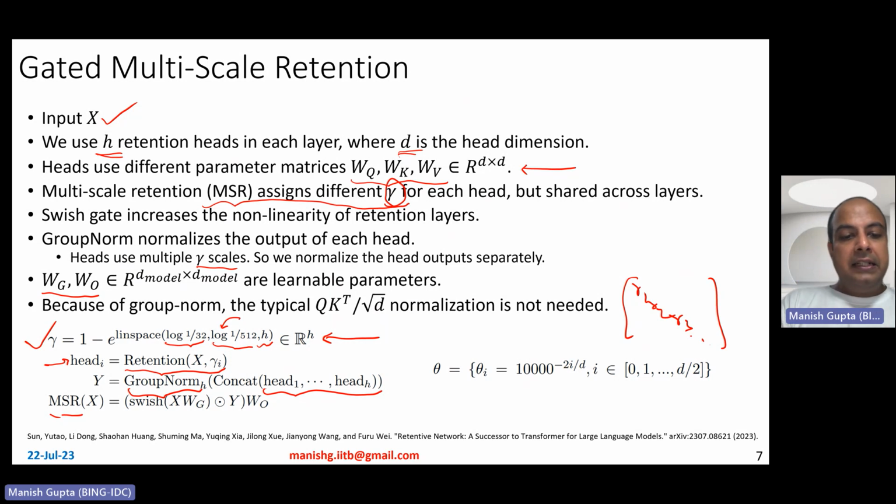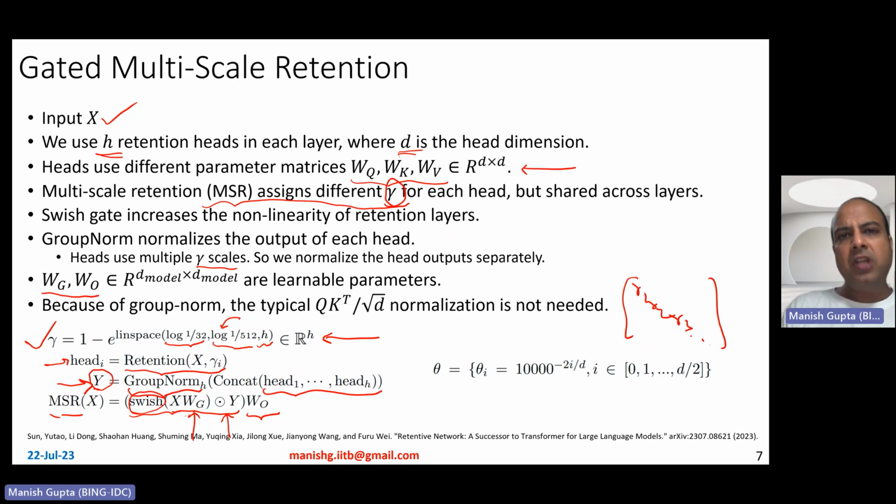Okay. After you're done with that, here what is going on is you have computed your y, and you take your x and multiply it with WG, a new learnable weight matrix, right? And you apply this kind of a gating mechanism called swish. It's a nonlinearity activation function in some ways. And then you do element-wise multiplication with y, which is what you've computed using the retention mechanism. Finally, you multiply with another learnable weight matrix W output, and that's your MSR.